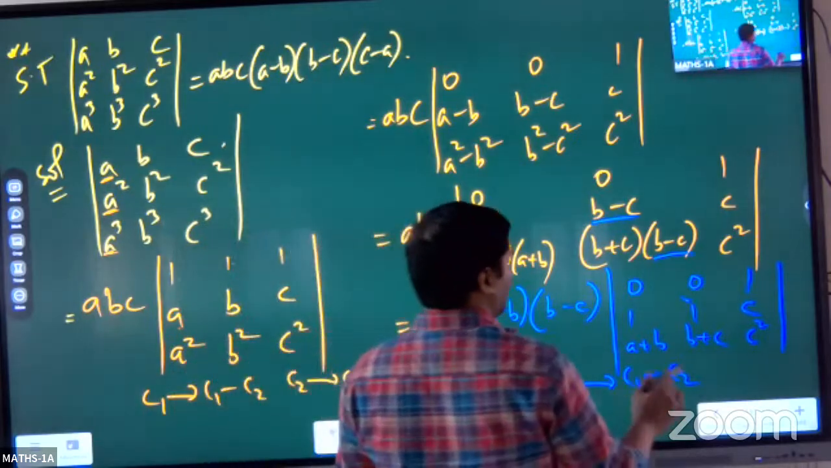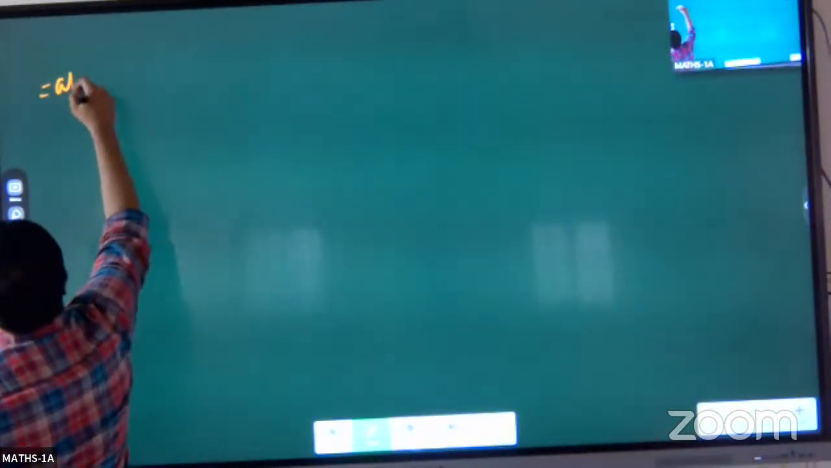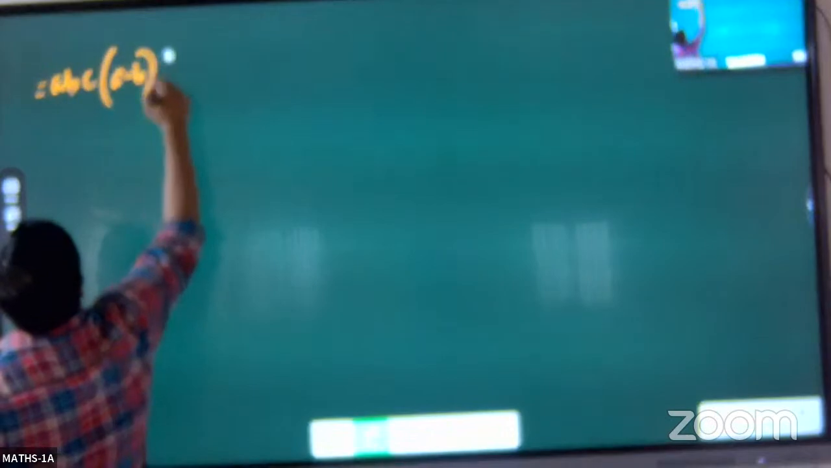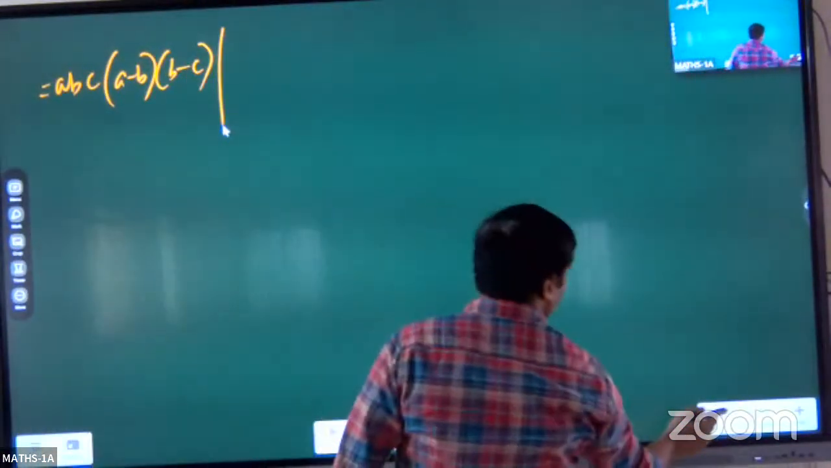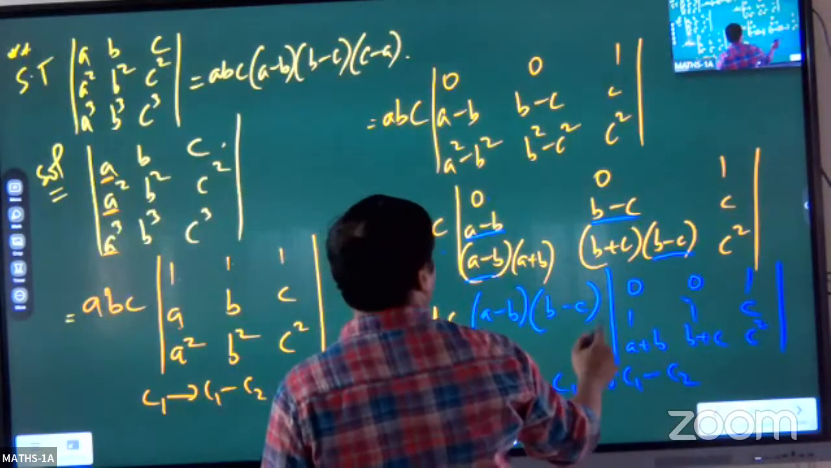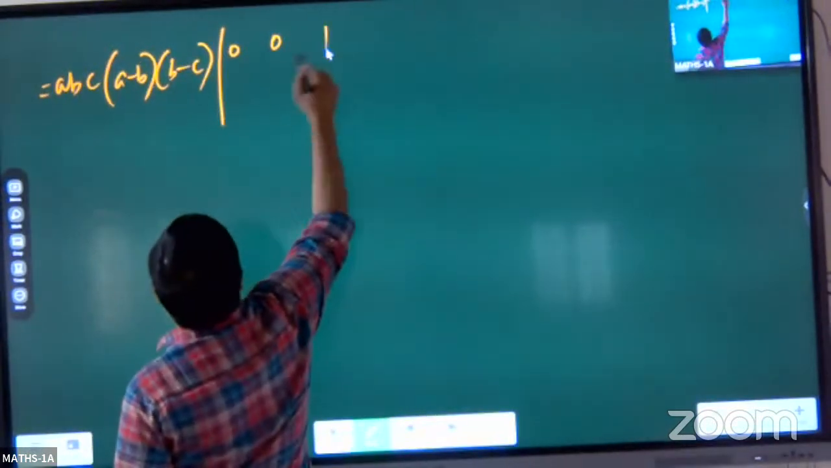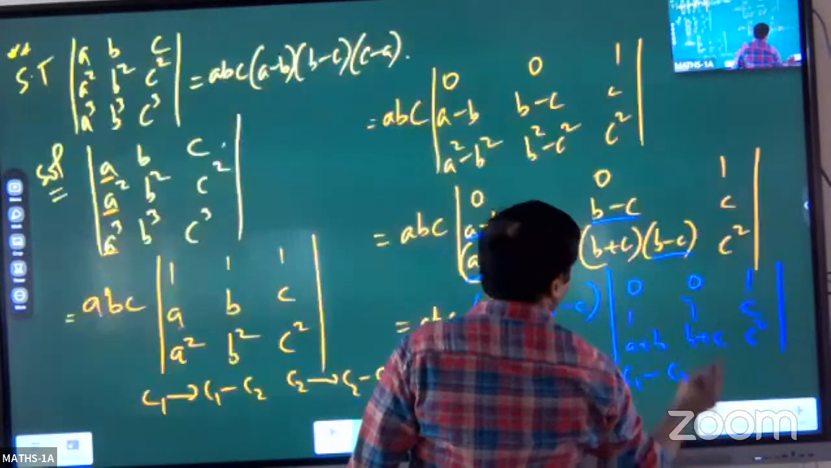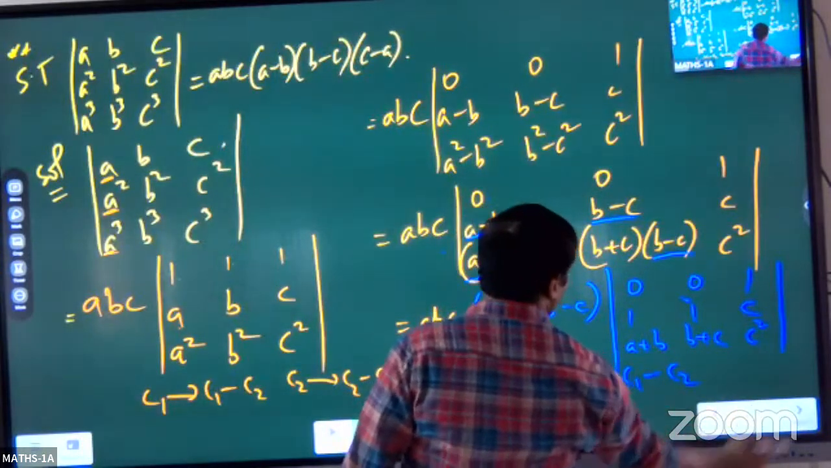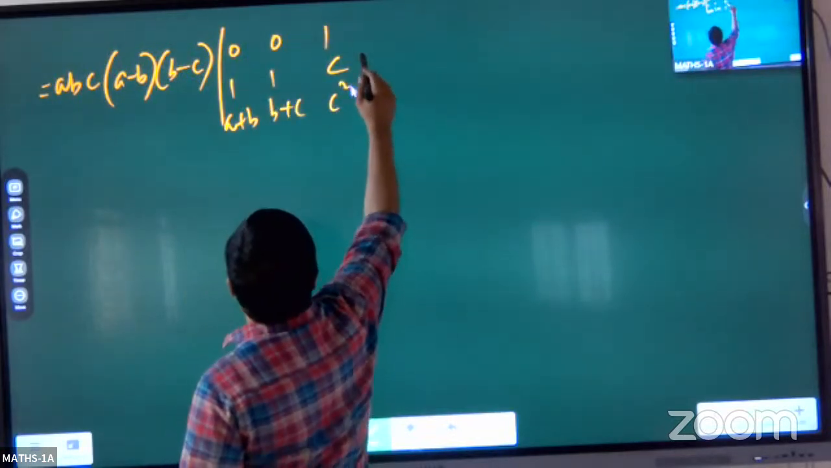Right? Now, in that next board, I'm going to write a minus b, b minus c as it is. That is nothing but a minus b, b minus c as it is. Determinant of 0, 0, 1, 1, 1, c. Right? Next, a plus b, b plus c, c square.